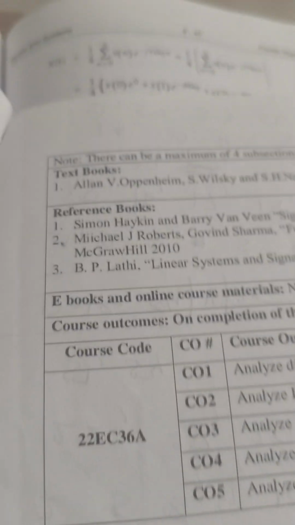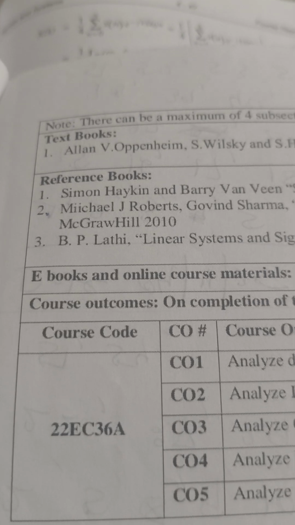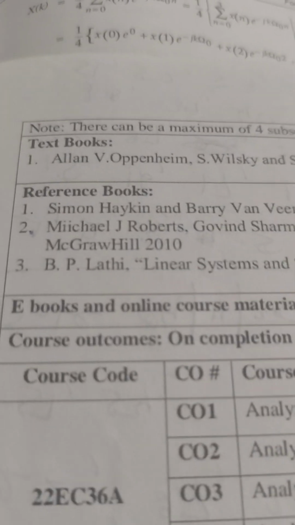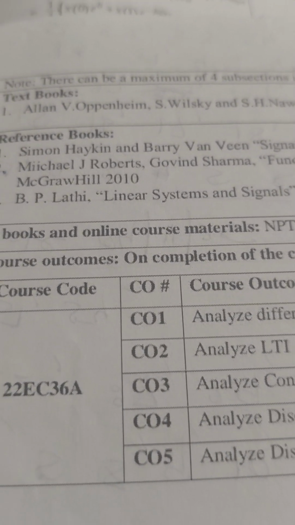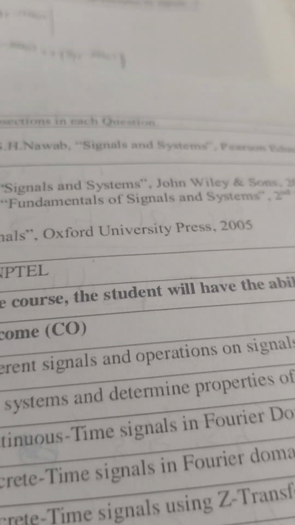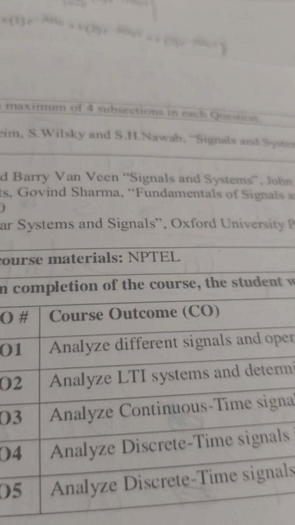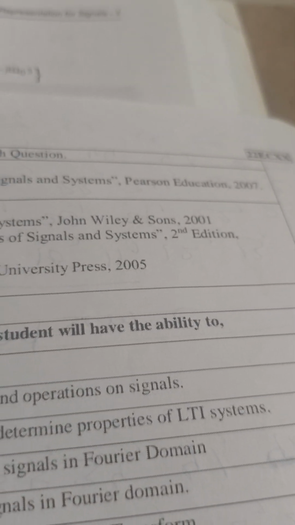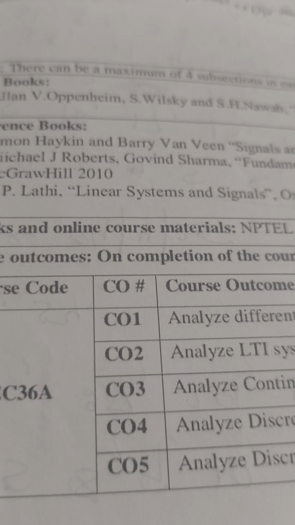But if you refer to this book, you can't understand the concepts easily. Therefore, to understand the concepts, you have to refer to such books, or even the reference book by Simon Haykin. Simon Haykin is also the best book for signals and systems: Simon Haykin and Barry Van Veen, Signals and Systems, John Wiley and Sons, 2001. Other books are also there, B. P. Lathi is also there.